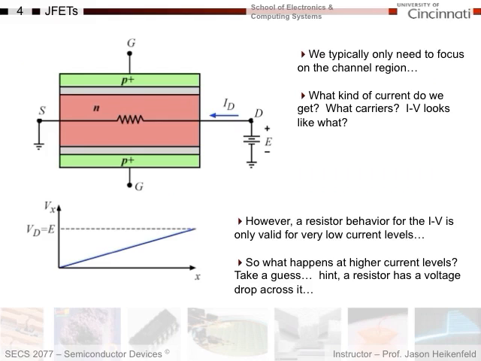So let's start to analyze this in terms of the current capability, and we typically only need to focus on the channel region. So I've taken the diagram on the previous page, and I've simplified the source and drains, which were off to the sides, and I'm just looking at the conductive channel between the gates, because that's where all the modulation is going to happen. Okay? And so if you look at this, what kind of current would you get, and what would the IV look like? Well, that's pretty easy.